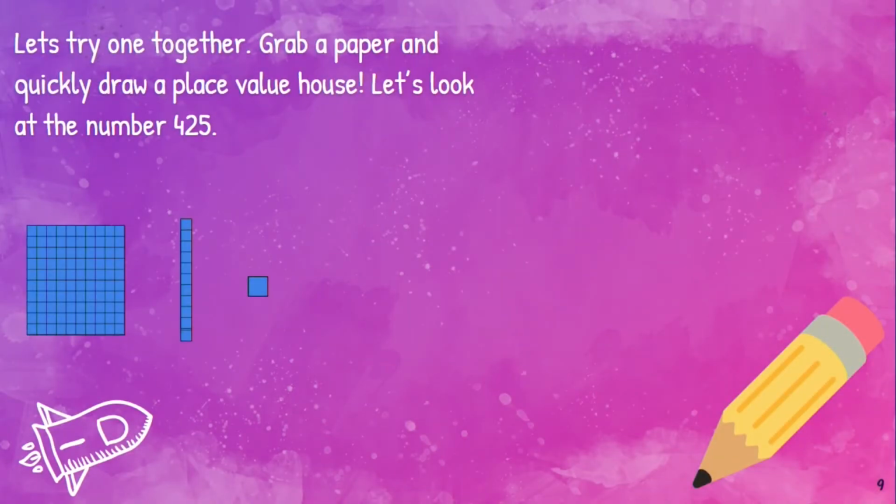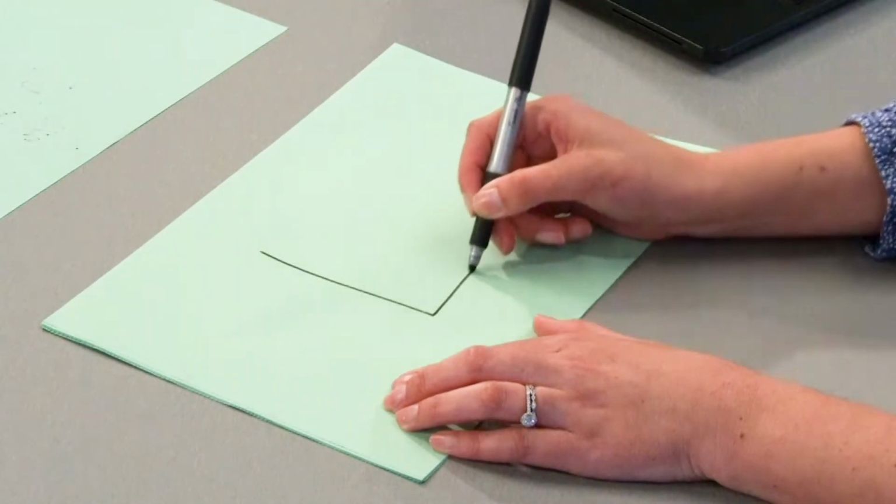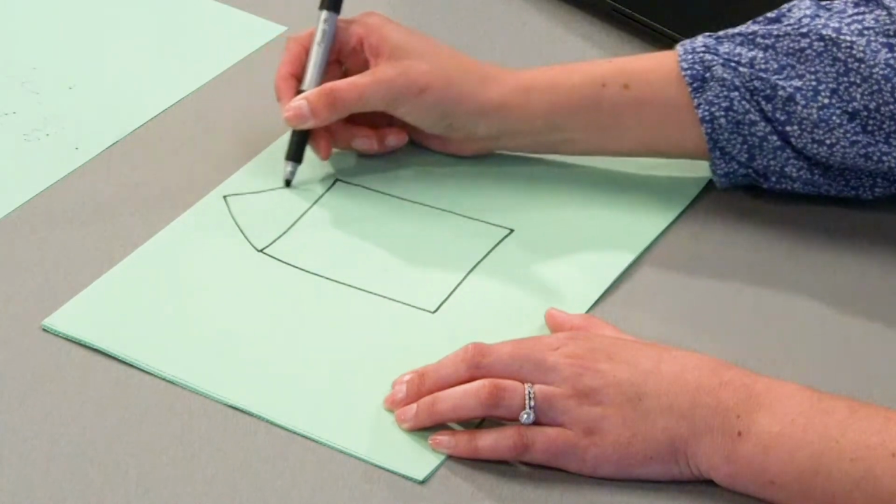We're going to try one together. So you're going to need to grab a piece of paper and a pencil or pen or just something to write with and write on. And you're going to draw your simple place value house. And then we're going to draw our 3 rooms.